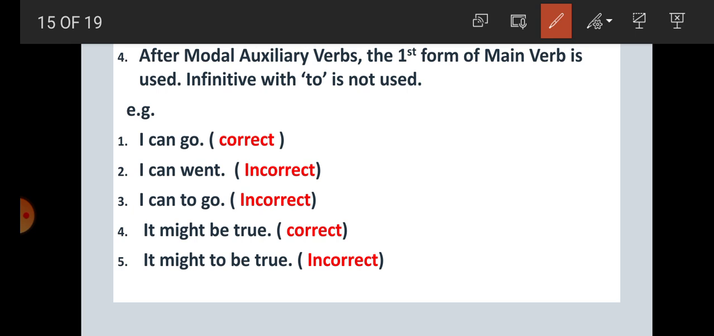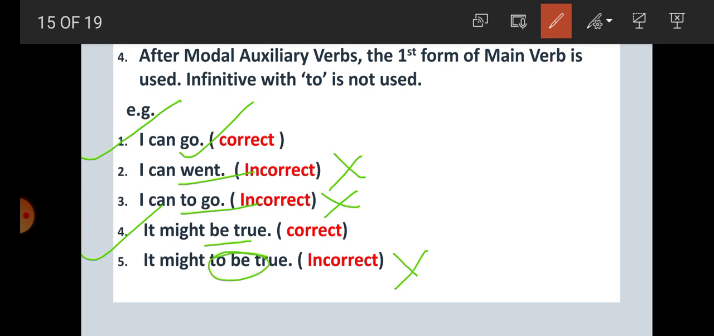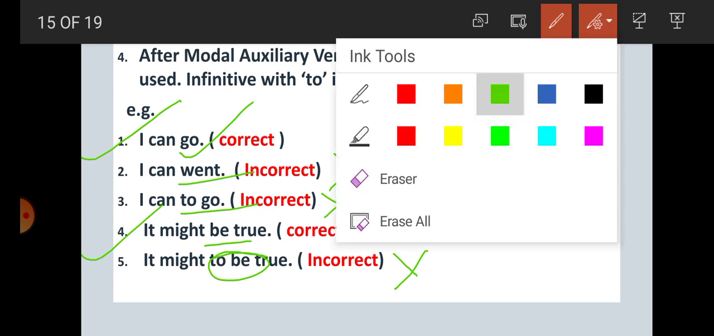Here we got that the first sentence is correct because can accepts go, V1. Second sentence wrong. Third sentence wrong because there is V2, there is an infinitive. Fourth sentence true, correct sentence. Why? Because there is be. What is be? V1. And the fifth sentence is incorrect because an infinitive is used. So student, this is clear here that a modal auxiliary verb always accepts the first form of the main verb, and there is no use of infinitive to after a modal auxiliary verb.